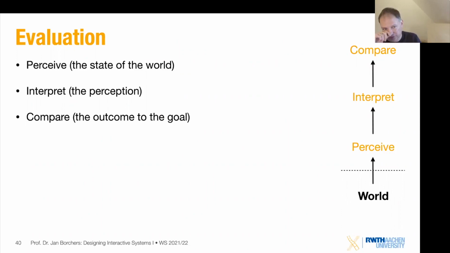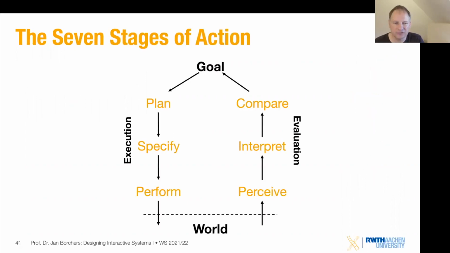And if we take those three things on the evaluation side and the three expanded things on the execution side, we end up with the seven stages of action model. So as you can see here, it moves from a goal to planning, specifying, and performing the action, which is the execution side of things. That then has an impact on the environment around us in the world. And then we perceive the results, we interpret them, and we compare them.